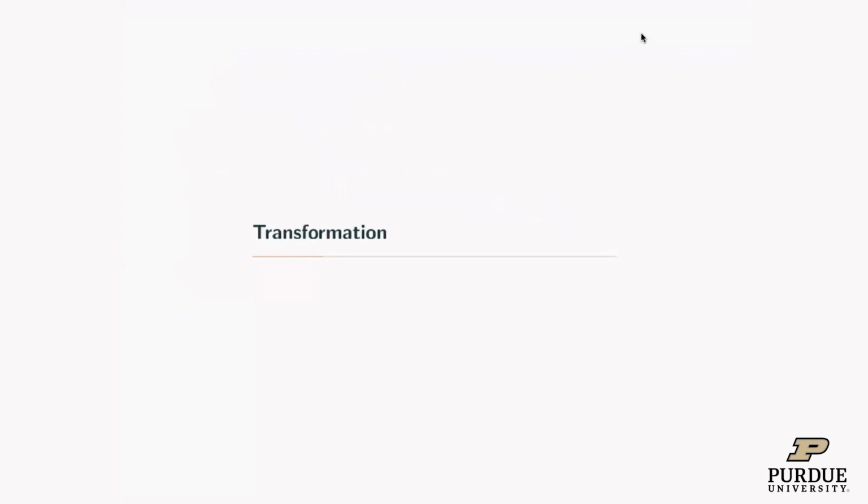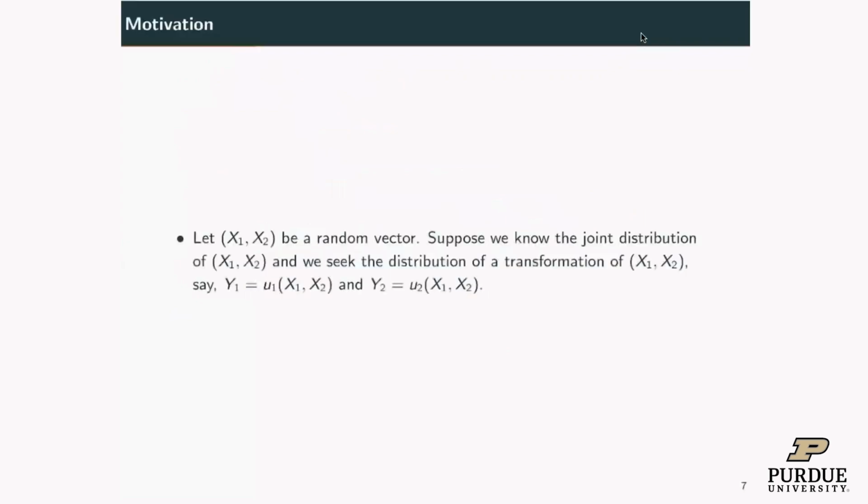Next, let's talk about transformation. So what's the motivation for transformation, or what's the goal of transformation? For example, let x1, x2 be a random vector. Suppose we know the joint distribution of x1 and x2. We seek the distribution of the transformation of x1 and x2.